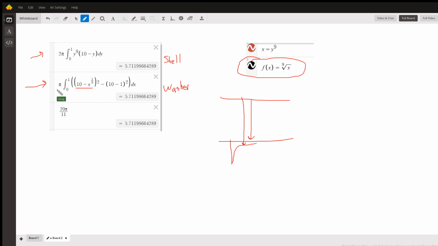Of course, we multiply by pi. And there's the exact answer, 20 pi over 11. That's what you get if you do what I suggested on the first board to evaluate that definite integral.